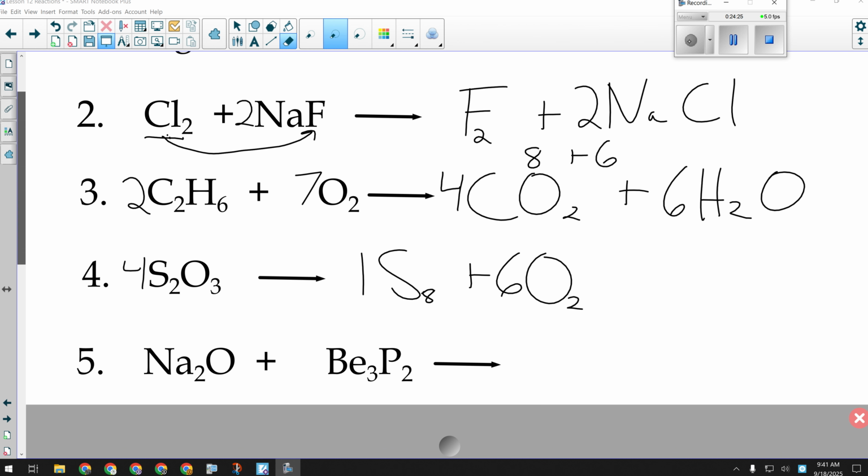All right. So on number 5, I've got sodium oxide reacting with beryllium phosphide. They're both what kind of compounds? They're both ionic, okay? What's the only kind of reaction that starts with 2 ionic? Double replacement. Okay, the pattern for a double replacement reaction is I do what with the metals? Just swap them, right? So what sodium was with oxygen here, so on the other side, that means beryllium will be with oxygen. Okay, and that means that sodium will be with phosphorus.